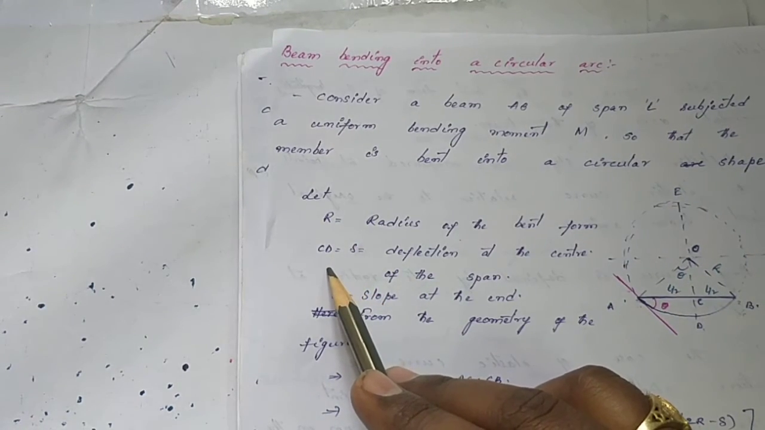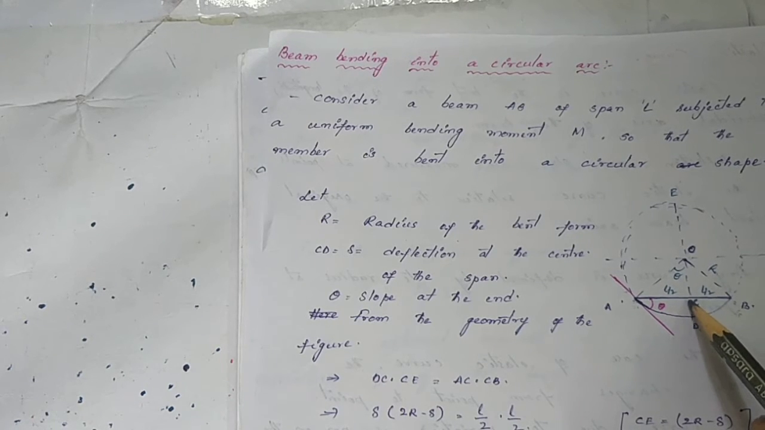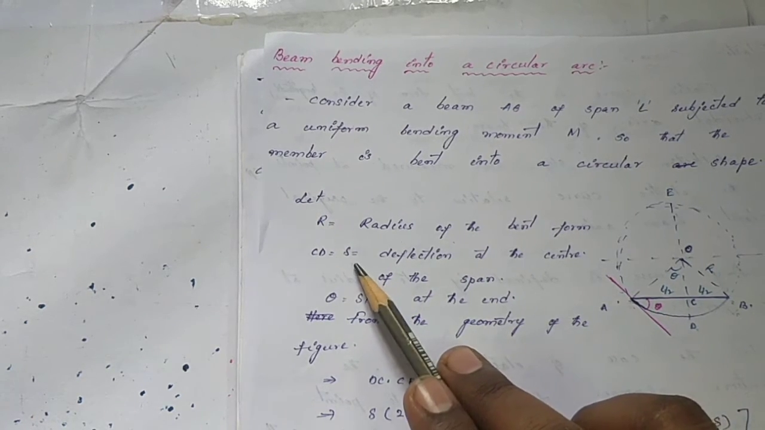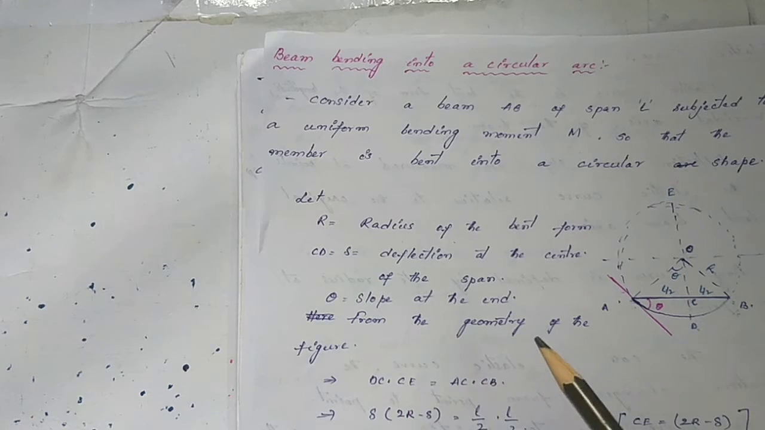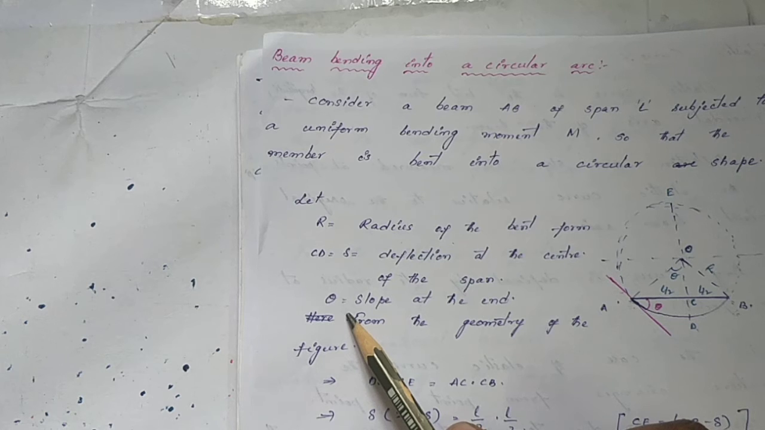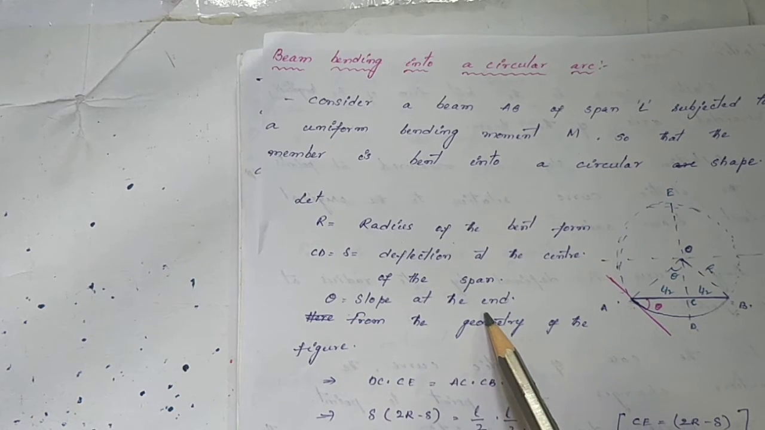Next, CD is the deflection from this point to this point. C is a point on the length AB and D is the deflection point. Here CD is the deflection, represented by delta, which equals the deflection at the center of the beam. Next, theta equals the slope at the end.